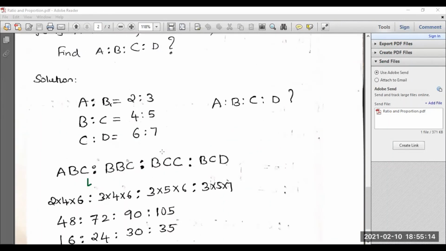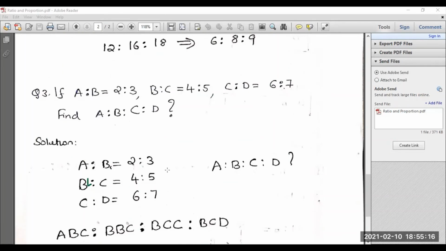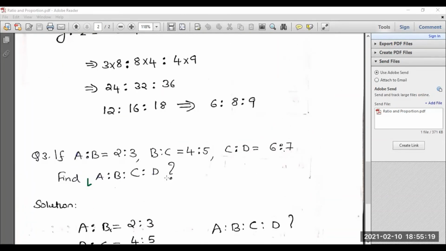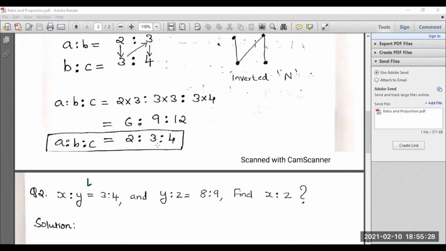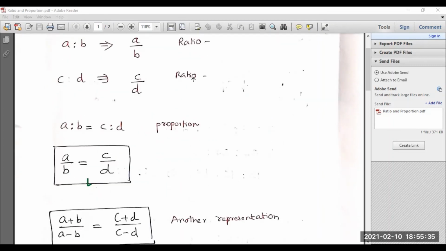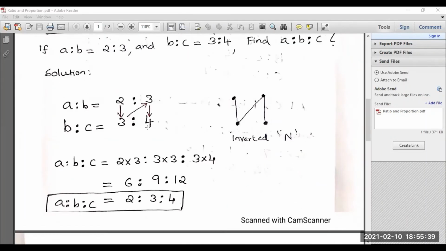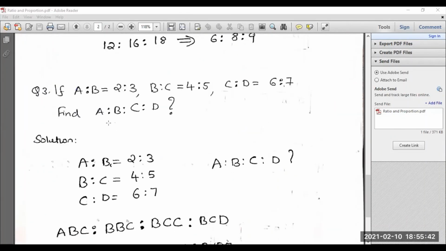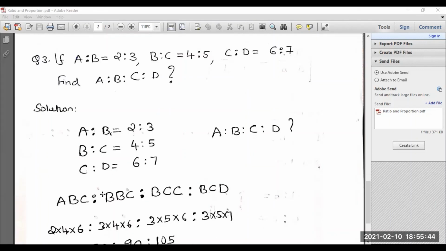So you can remember these kinds of numerical examples. Definitely it will be asked in arithmetical ability, or you can call it mathematical ability. In some papers, there is a separate part that is mathematical ability, arithmetic aptitude, or you can call it quantitative aptitude. You need to know what is a ratio, what is a proportion, and understand the shortcut. So you can remember the inverted N first, then you can solve this kind of simple problem. Then for the lengthier one, you can remember this concept: ABC, BBC, BCC, BCD.